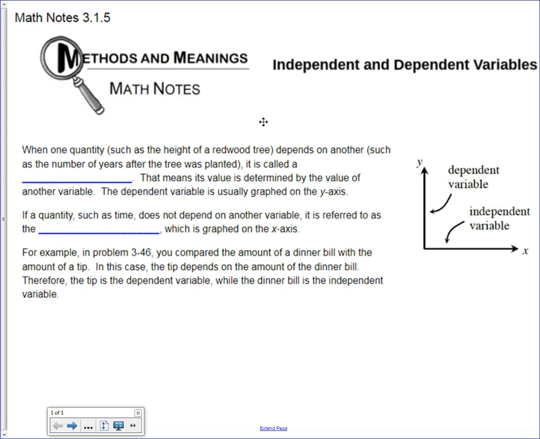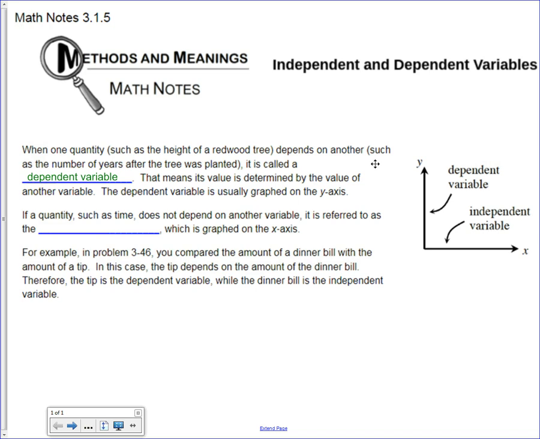Okay, here are the math notes for section 315. The math notes are on independent and dependent variables. So when a quantity, such as the height of a redwood, depends on another, such as the number of years after the tree was planted, it is called a dependent variable. That means its value is determined by the value of another variable.